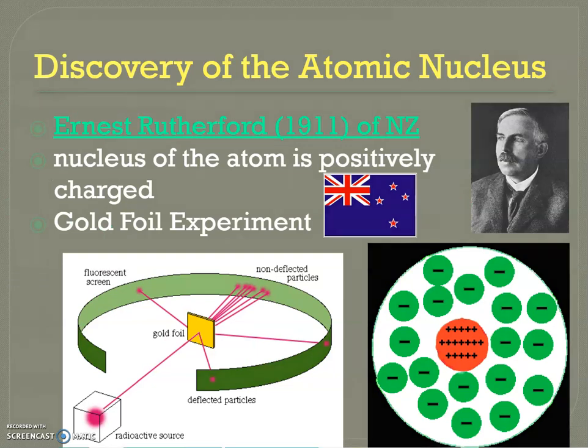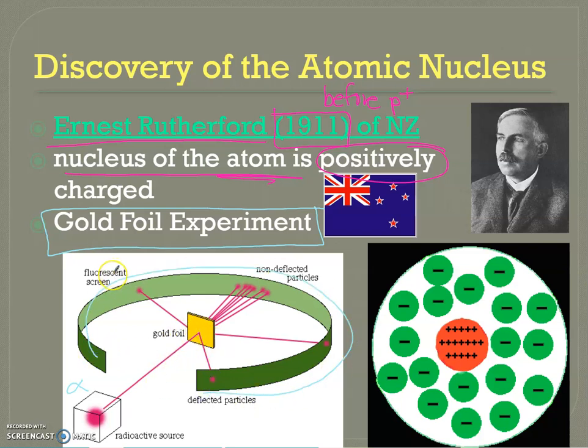And then a New Zealand scientist by the name of Ernest Rutherford in 1911, which is before the discovery of the proton, figured out that there is a nucleus that is positively charged. His famous experiment is called the gold foil experiment. He worked with a radioactive source that had alpha particles, and he was shooting at really thin pieces of gold foil. Gold is really dense, and you can get the foil really, really thin. And he put a fluorescent screen all the way around it to record the information.